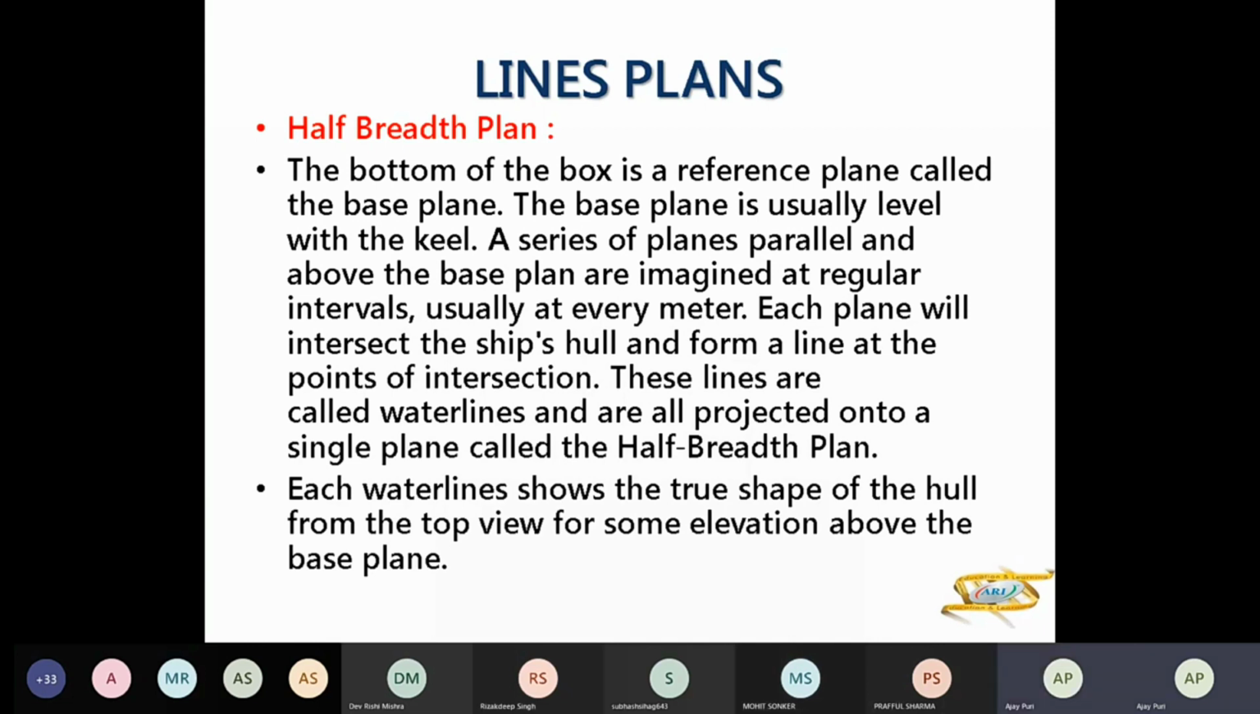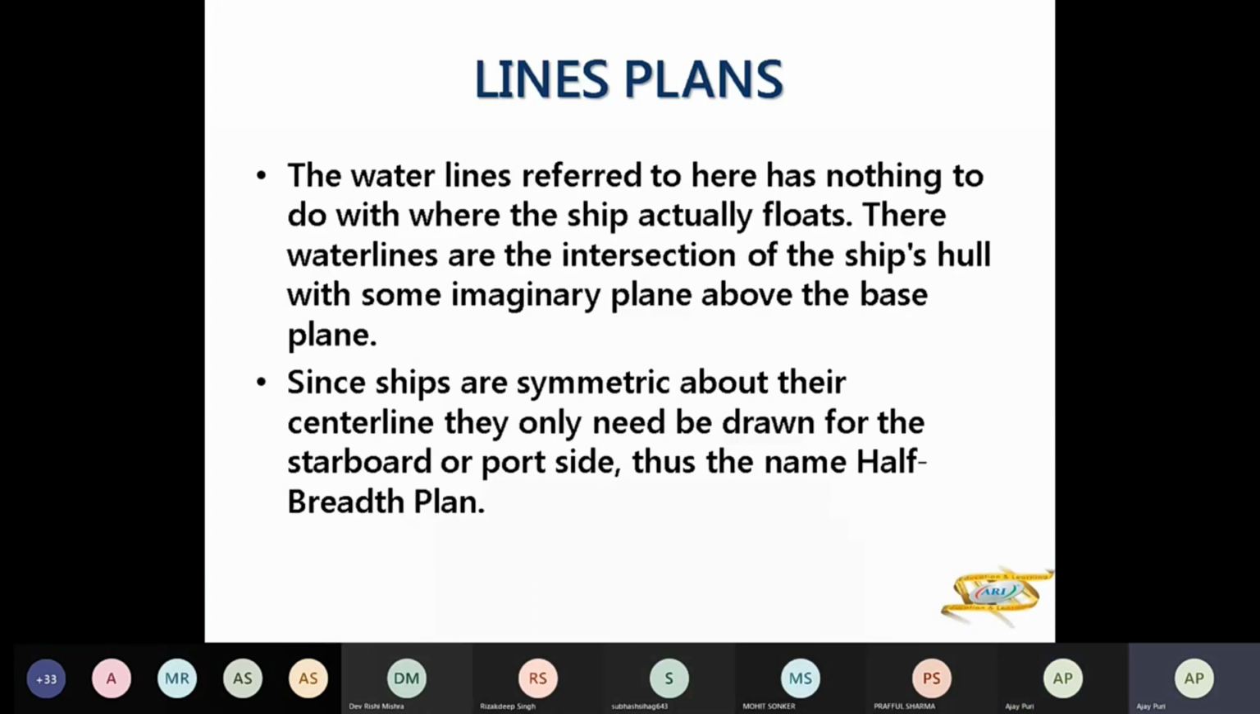So each plane intersects the ship's hull and forms a line at the point of intersection, and these lines are known as water lines. They are projected on a single plane. It will be the half breadth plan. So for the water lines, you are taking the true shape of the hull. That's a top view, or some elevation above the base plane. So these are the water lines, or the intersection of the ship hull with an imaginary plane above the baseline. And because you're symmetrical about the center line, we need only half of that, either the port or the starboard, therefore half breadth plan.